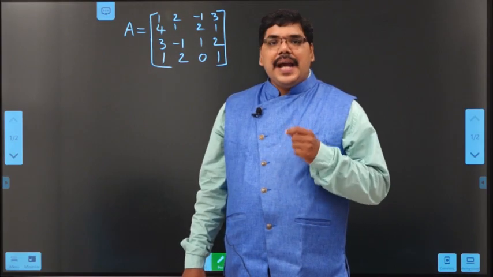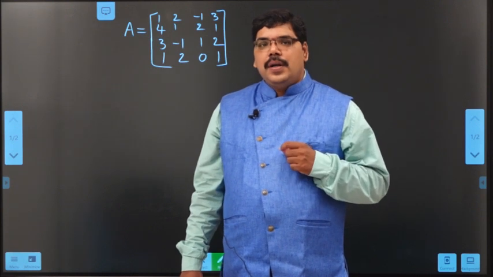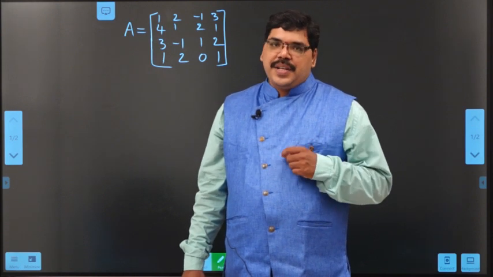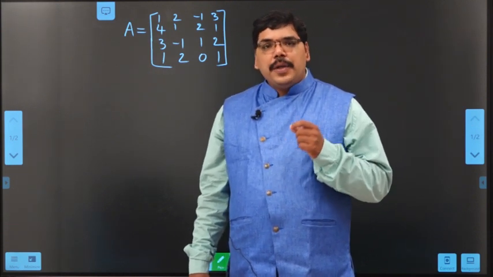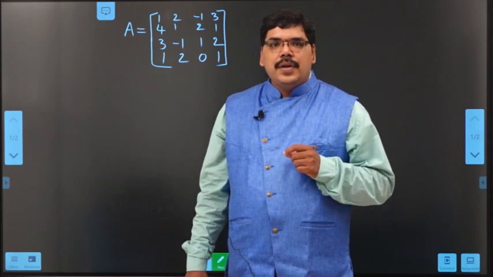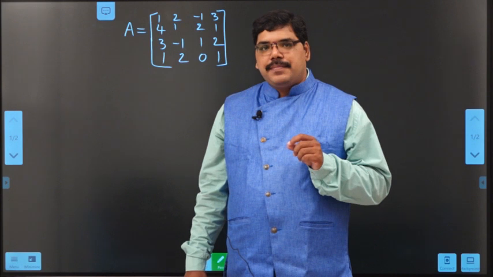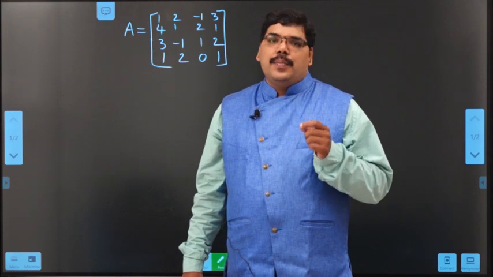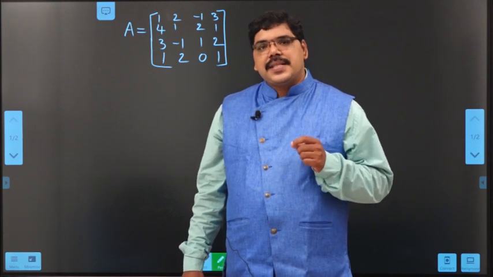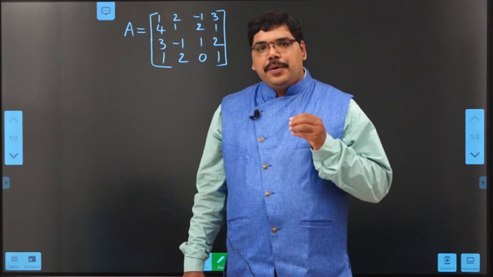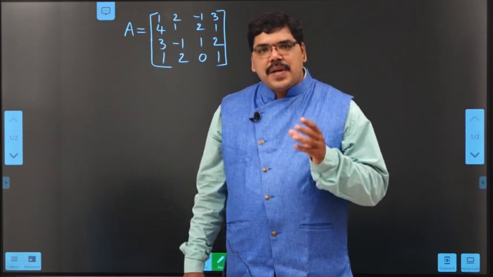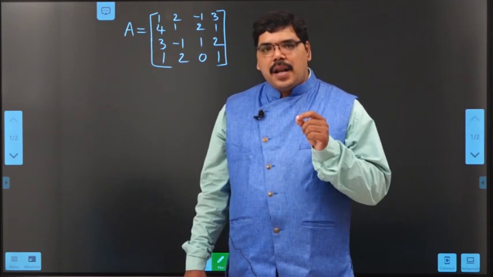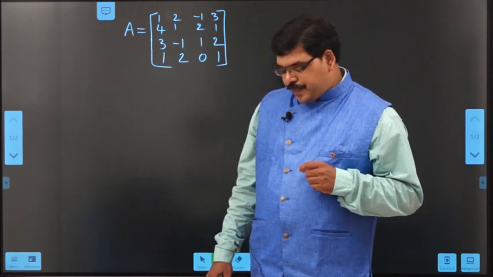When we are reducing a matrix into normal form, you can use column operations and also row operations. Remember, when you are converting a matrix into echelon form, you should only use row operations. But when you are converting a matrix into normal form, you can use both row operations and column operations. But we try to reduce using row operations as much as possible, and only in needed places we use column operations. So let us solve this problem now.